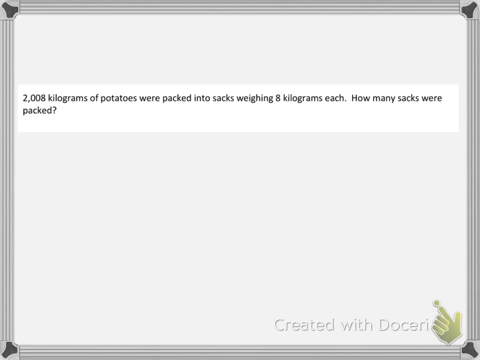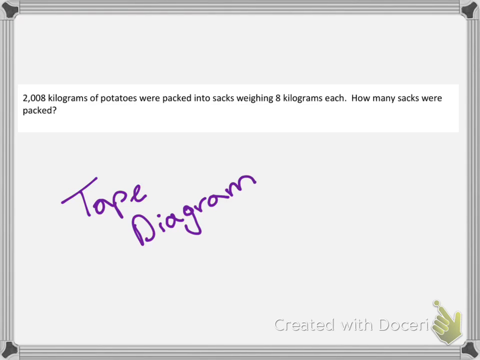And our last problem tonight. 2,008 kilograms of potatoes were packed into sacks weighing 8 kilograms each. How many sacks were packed? Okay, again, this has to be demonstrated using a tape diagram. If there's a remainder, be sure to show that remainder in your tape diagram and bring them in tomorrow.